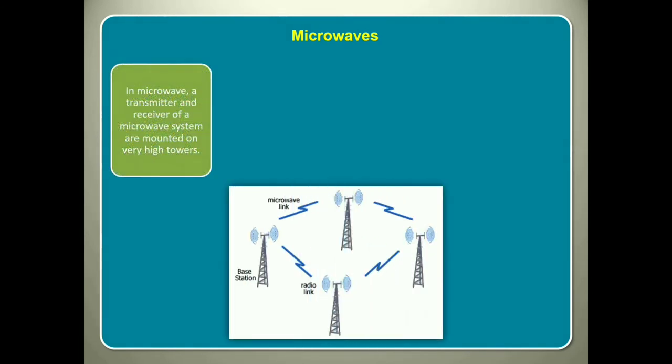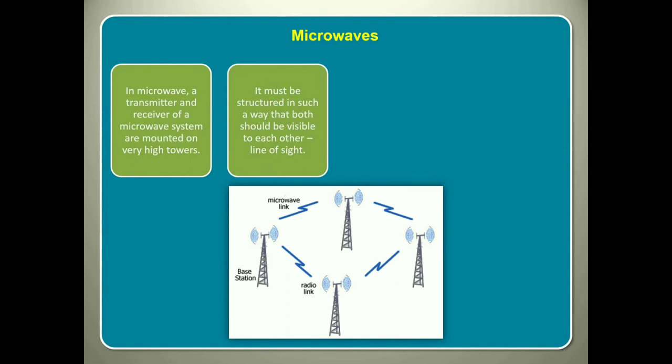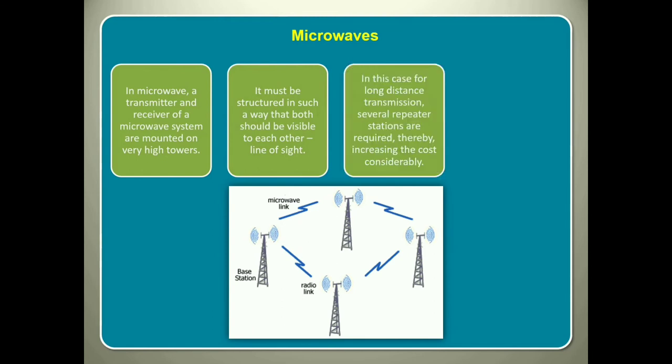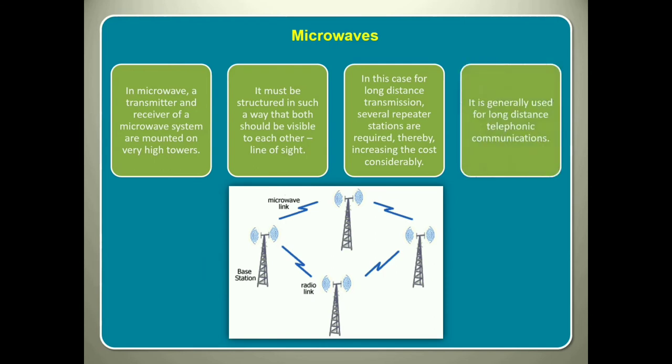In microwave, a transmitter and receiver of a microwave system are mounted on very high towers. It must be structured in such a way that both should be visible to each other, line of sight. In this case, for long distance, several repeater stations are required, thereby increasing the cost considerably. It is generally used for long-distance telephonic communications.